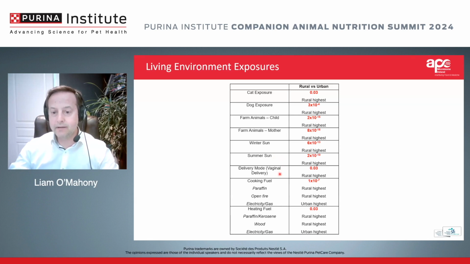Delivery mode had its significant, but a minor effect. And then the cooking and heating fuels were also associated with some of these changes. For example, having an open fire in the home, there was a higher expression level of the aryl hydrocarbon receptor and the associated pathways with that.